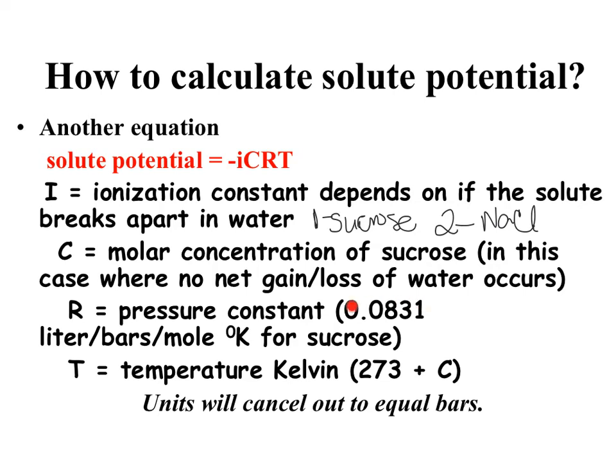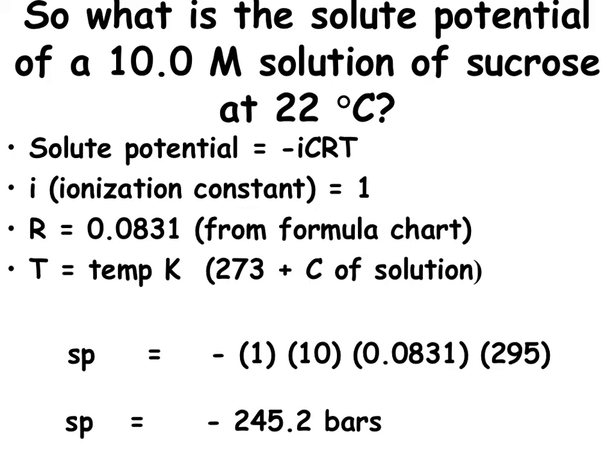So these have a lot of units, but most of the units, if not all of the units, cancel out to leave you with bars. And that's adequate because you're finding solute potential, and solute potential is normally measured in bars. So again, this is the formula for finding solute potential. These are what all those variables stand for. All right, so let's work a problem.